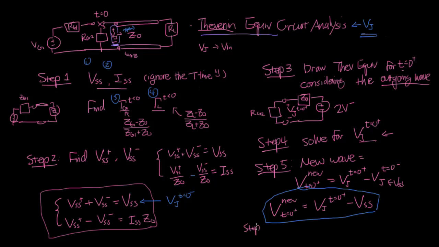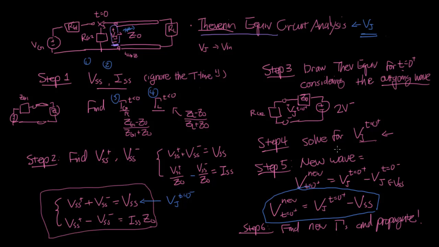And then step 6, find the new gammas and propagate the wave. So once you have the value of the new wave, you also notice the reflection coefficient changes. So you want to find what the new reflection coefficient is after the switch closes. And then you have the reflection coefficients, you have a new wave, and then it's a new beginning, so you can draw a new bounce diagram.